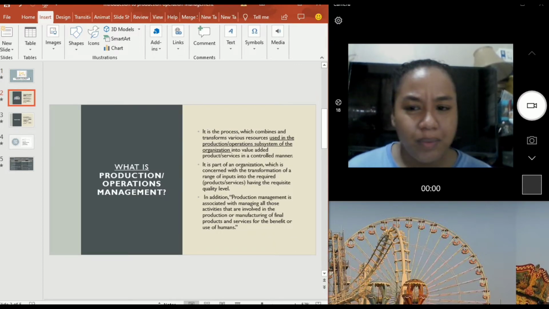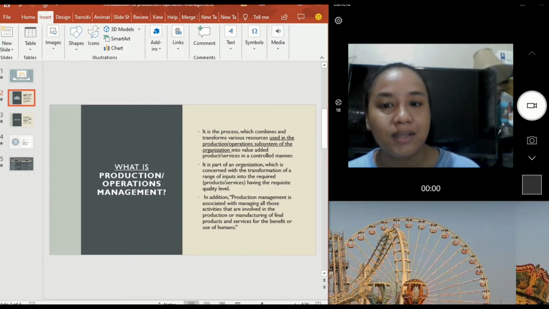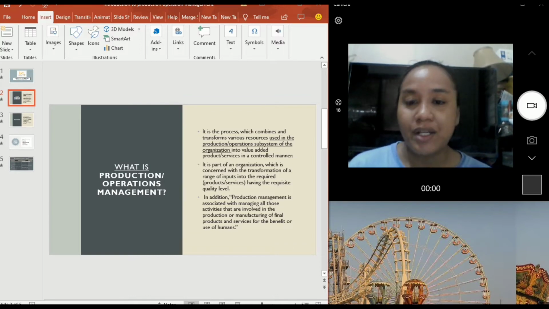First is, what is production and operation management? Production and operation management is a process which combines and transforms various resources used in the production operation subsystem of the organization into value-added product services in controlled manner.